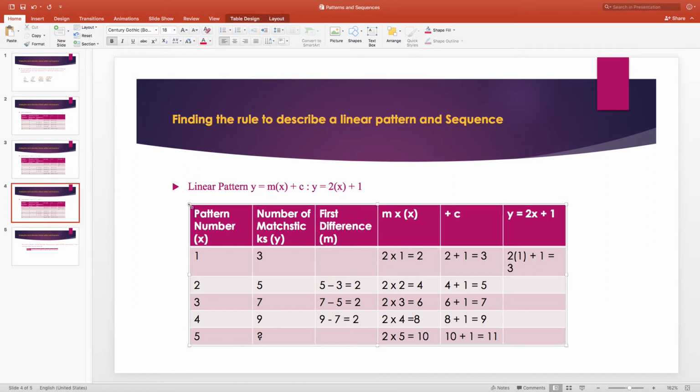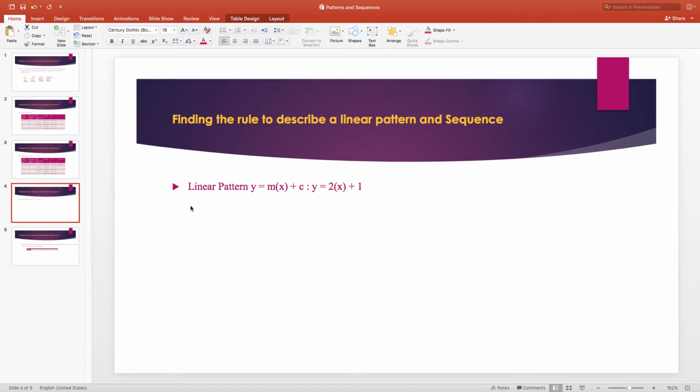And the final piece here is, once I've got my rule, I want to do the calculation. So we wanted to know how many matchsticks made up the 11th pattern. So y equals 2 times x plus 1. So y equals 2 times 11 plus 1.